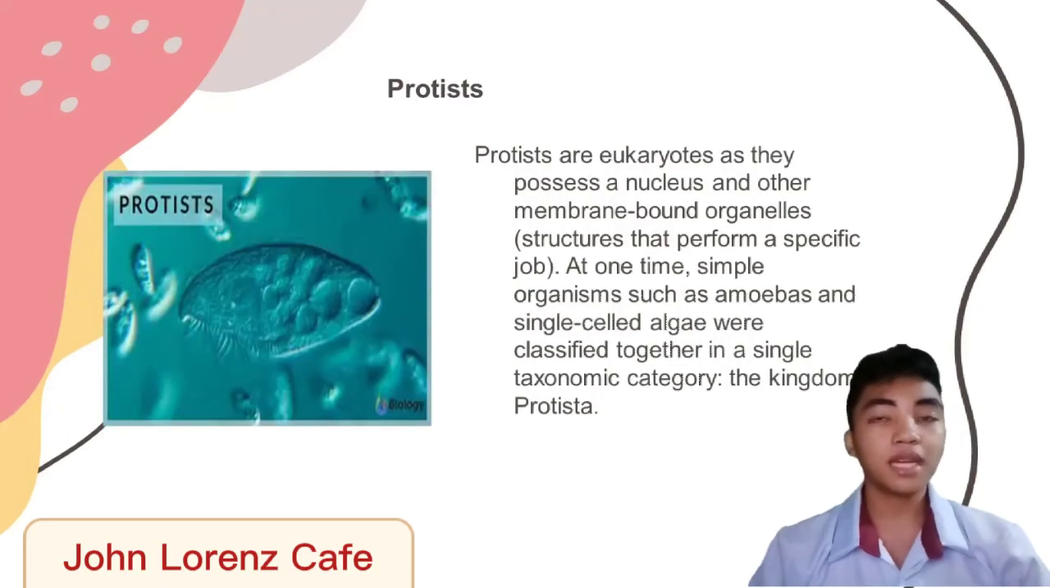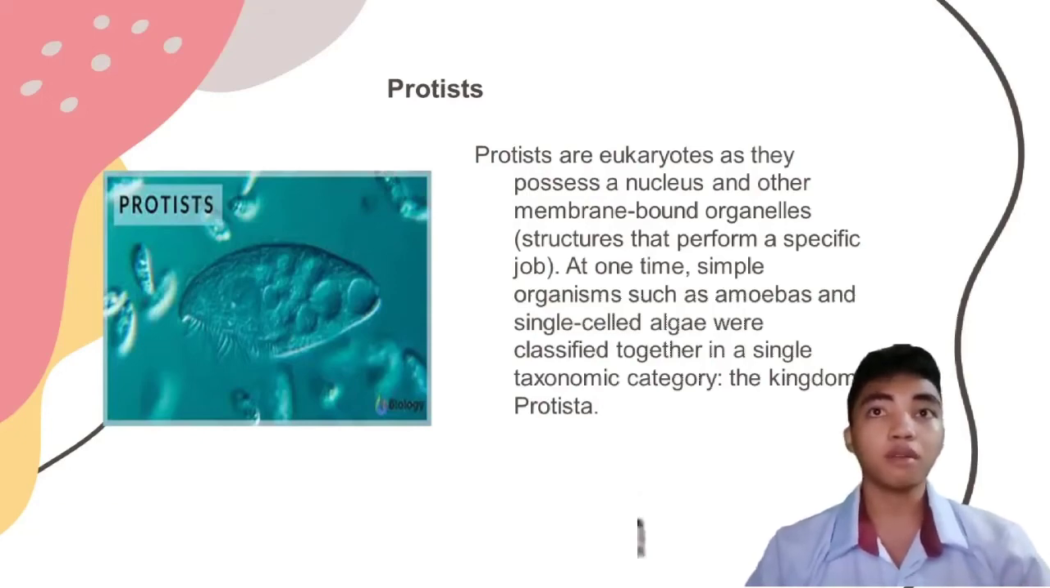Good evening, everyone. I am John Lawrence Cafe, and today I'm going to discuss protists and also the nucleus. Protists are one of the six kingdoms of life. Protists are an example of eukaryotes as they possess a nucleus and other membrane-bound organelles, or structures that perform a specific job.